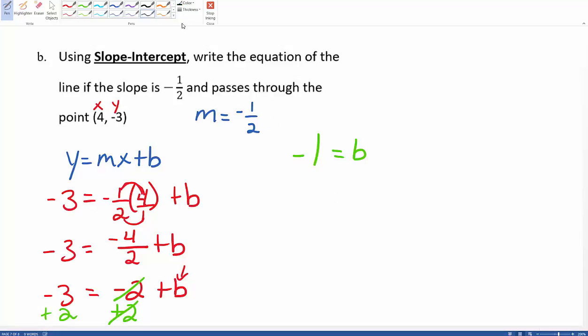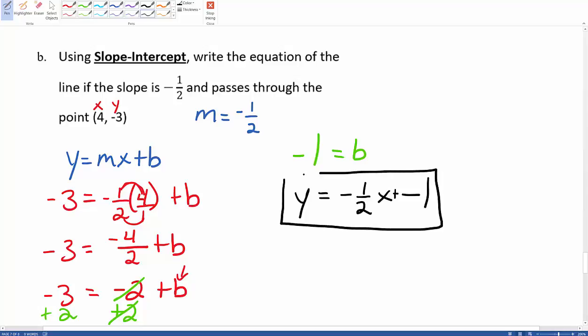Now that we've found our b, all we have to do is rewrite the equation of our line by throwing it into our y equals mx plus b. And so when we do that, we end up with y is equal to negative 1/2 x minus 1. You could have a plus negative 1, it's the same thing. But this would be our equation of our line, again, using that slope-intercept form.